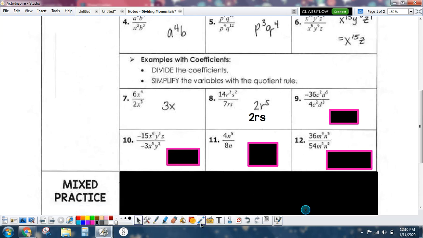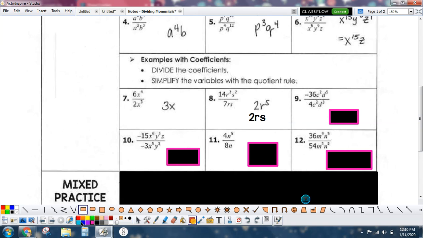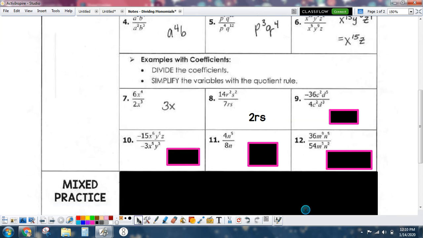Okay, so for the next one, we're going to go ahead and do the exact same process. We are going to do our division first, and then go from there. So we're going to do negative 36 divided by 4. Negative 36 divided by 4 gives me a negative 9. And then we have c squared divided by c squared. Well, that's going to eliminate that c, right? Because 2 minus 2 is 0. And then we're going to do our d to the 5th over d to the 3rd. 5 minus 3 is 2. So it's negative 9d squared.